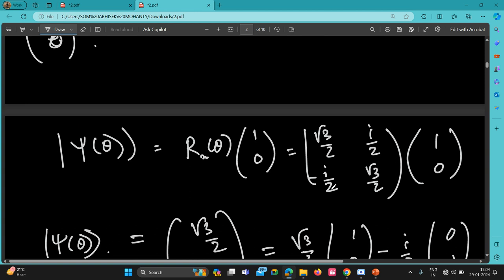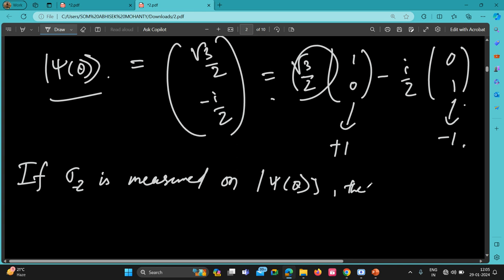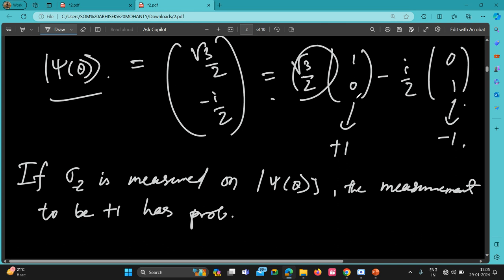So what will the fraction be? This is for eigenvalue plus 1. So the fraction will be the square of the coefficient. Okay, so if sigma z is measured on psi theta, then the measurement to be plus 1 has what probability? This is plus 1, so it is equal to root 3 by 2 square, that is 3 by 4.